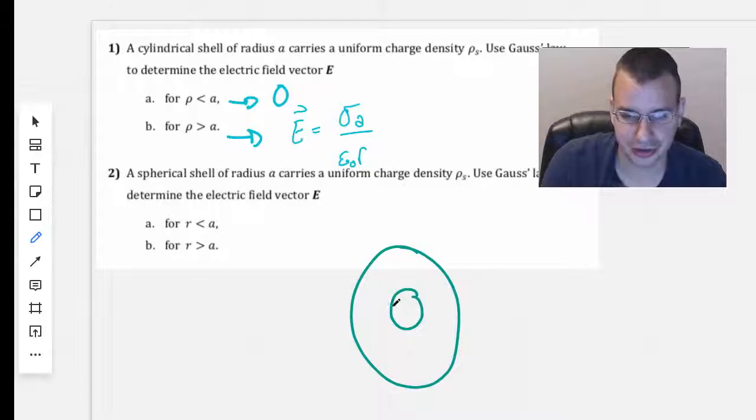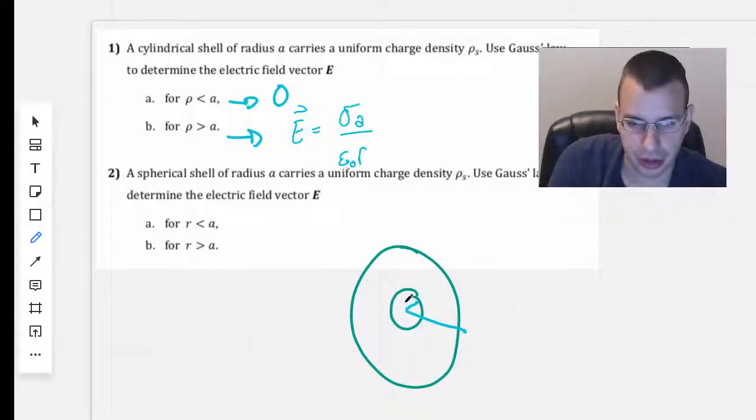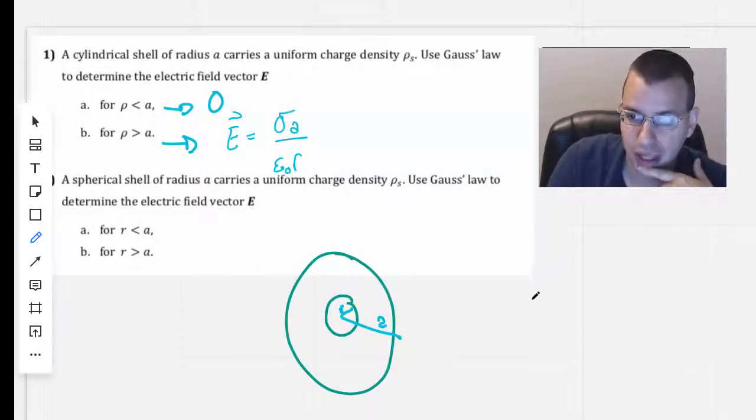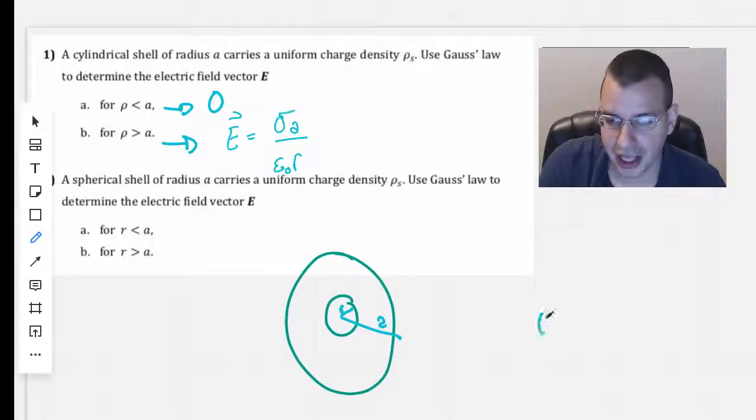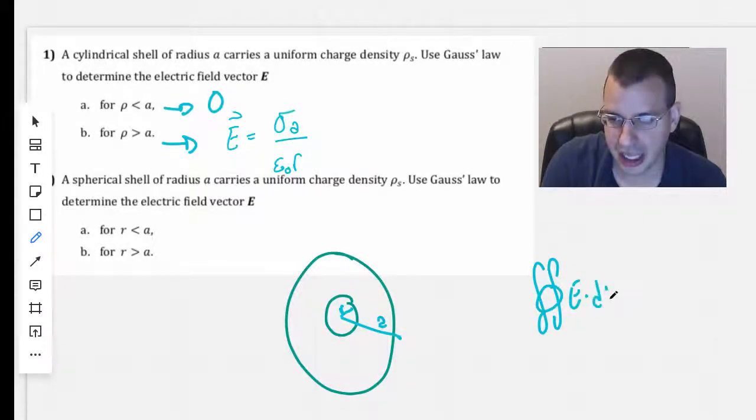But when you use a head-on view, it's going to look fairly similar either way. Excellent. So we're going to start with doing the inner one. So this will be R. This will be A. We'll start out the same way. The electric field will be coming outwards like a point charge. And so we have double integral E dot dA equals Q enclosed over epsilon naught.